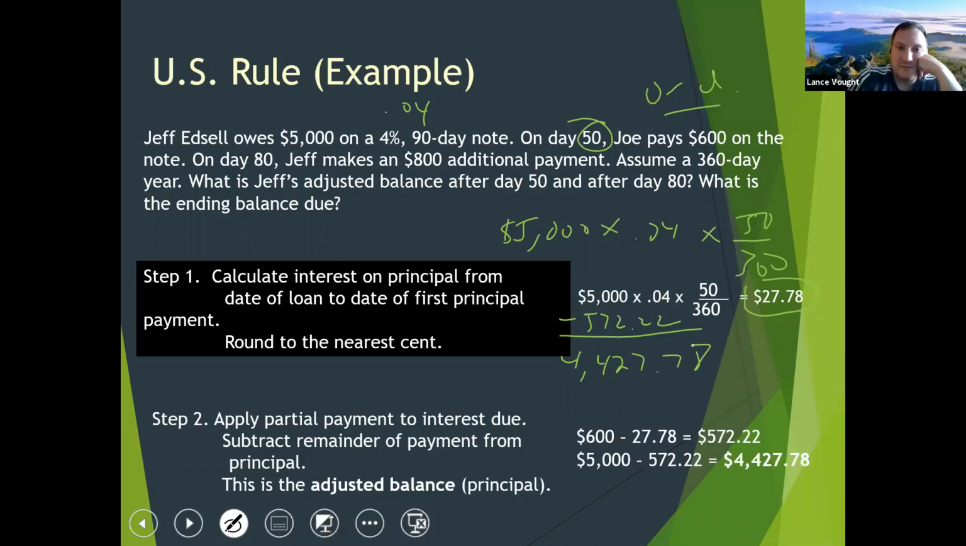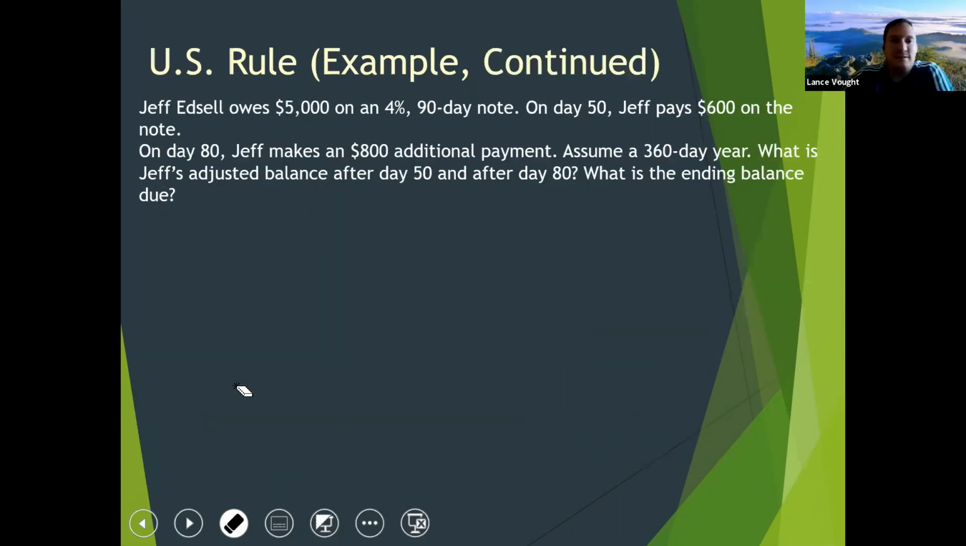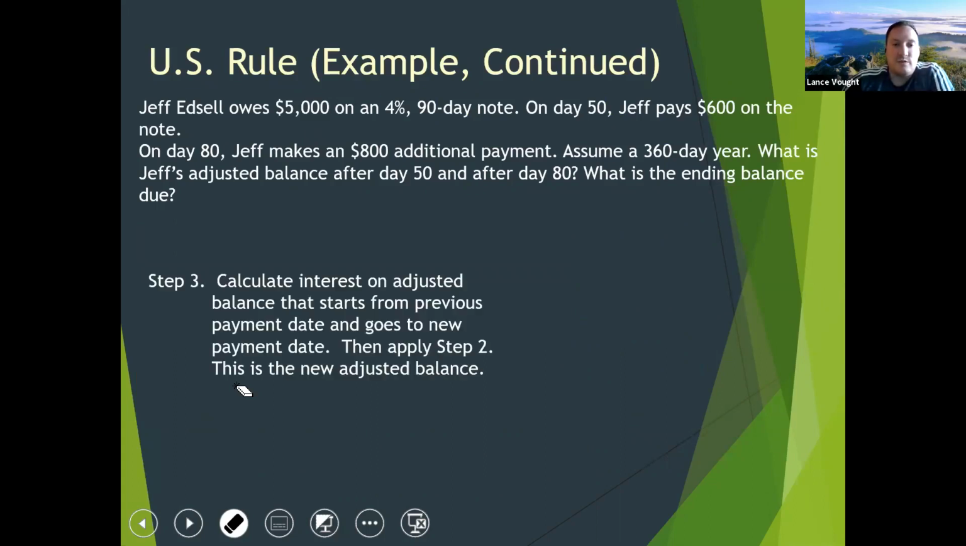Which is what we have. Bam. Next, we need to, I don't know what, these slides are crazy. So now we need to figure out the second one. So now we have to calculate the interest on the adjusted balance that starts from the previous payment.